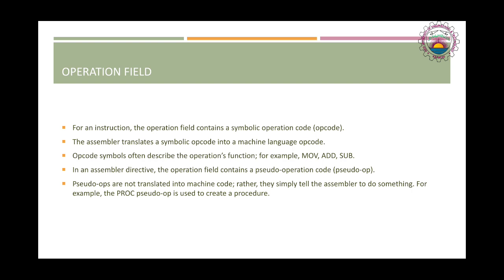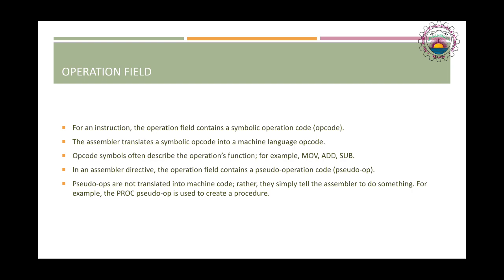The operation field, in the case of an instruction, is the mnemonic of the instruction, or you may say the symbolic opcode in the case of an assembly instruction. The assembler translates this mnemonic or symbolic opcode into equivalent machine code, hex numbers. Some examples are mov, add, sub. These are the mnemonics for different instructions.